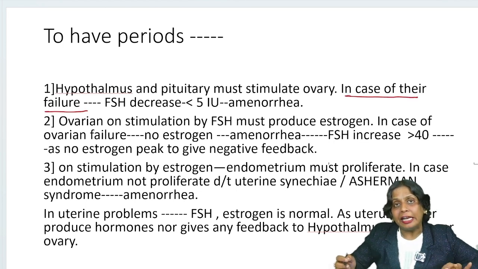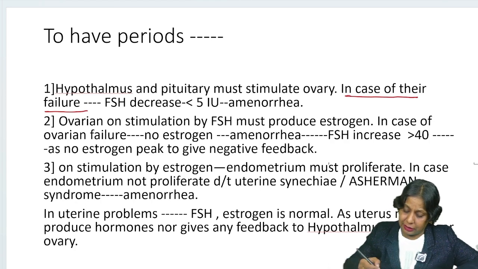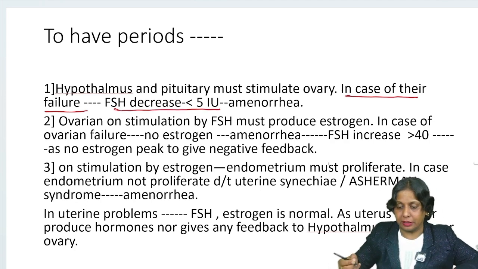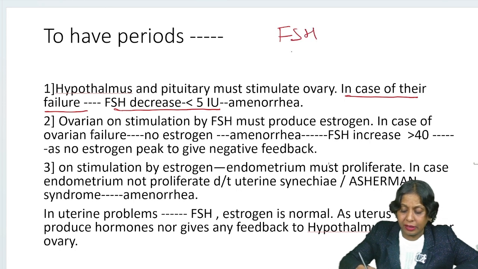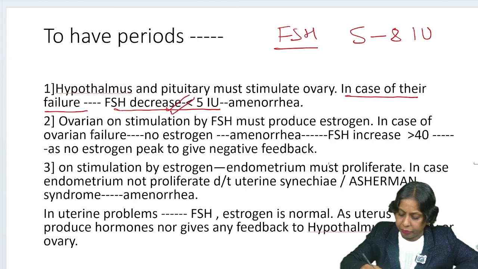Now, whenever there is amenorrhea, the cause can be that the hypothalamus and pituitary are not stimulating. There is failure of the hypothalamus and pituitary, which is causing amenorrhea, right? Since the hypothalamus and pituitary will not stimulate, the patient will land up in amenorrhea. In those cases, the FSH will be decreased. This is very, very important. What is the value of normal FSH? The normal value of FSH is 5 to 8 international units. When FSH decreases due to hypothalamus-pituitary failure, it will be less than 5 and the patient will end up in amenorrhea.